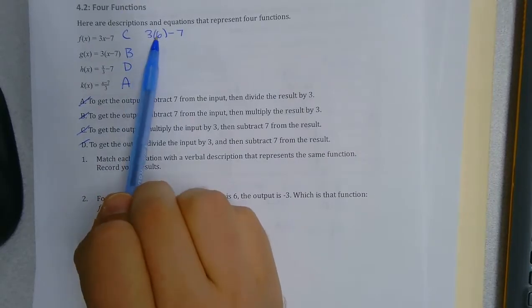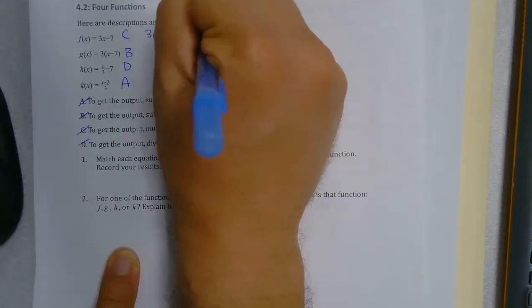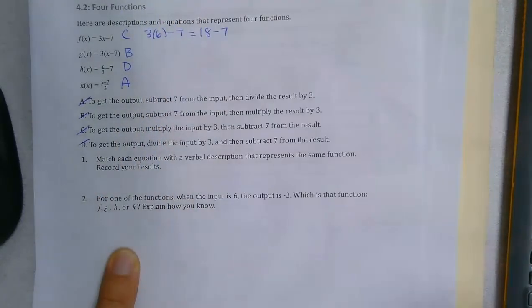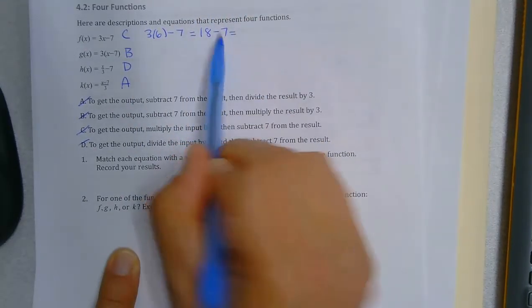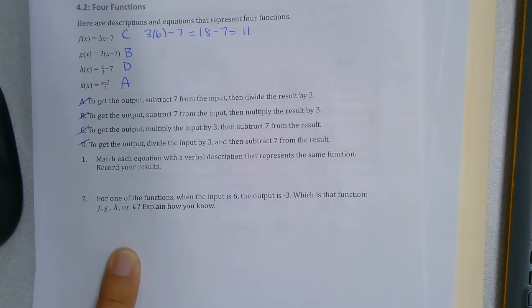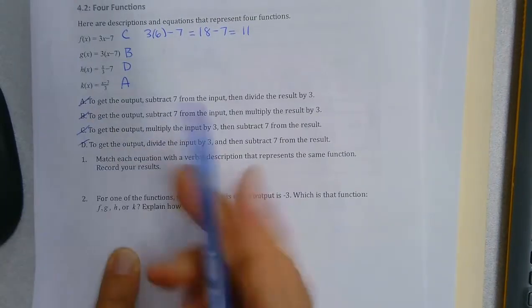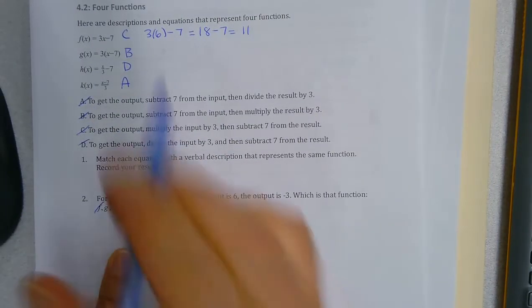So 3 times 6 is 18. And then I subtract 7. So the output here, 18 minus 7, is 11. So it's not F. So I'm going to cross that out.